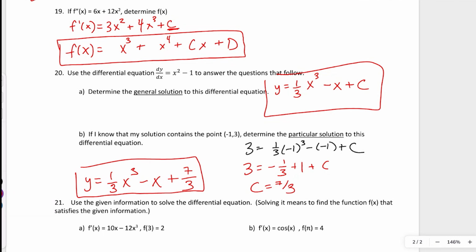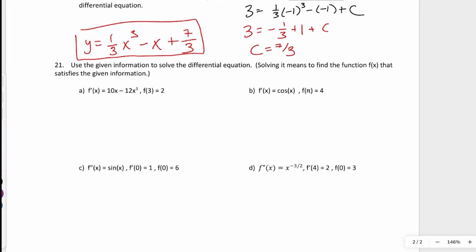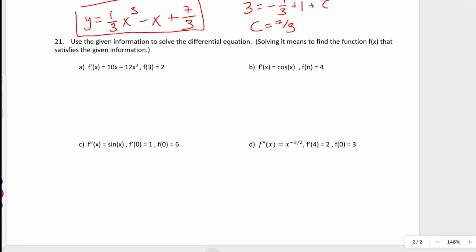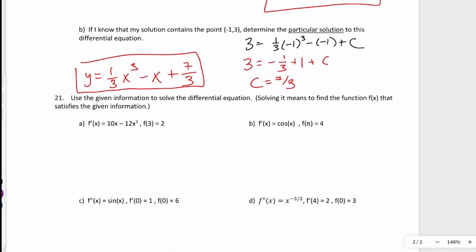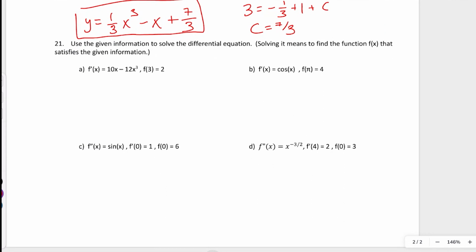All right, and that brings us to our very last problem for tonight, number 21. It's a multi-step problem, of course, but that's all right. We can do this. Use the given information to solve the differential equation. Solving means to find the function f that satisfies given information. So we're going to do basically like what we did back here on 20, but for each one of these. So for A, we're going to find the general solution first, then plug in the point that's given to find f.